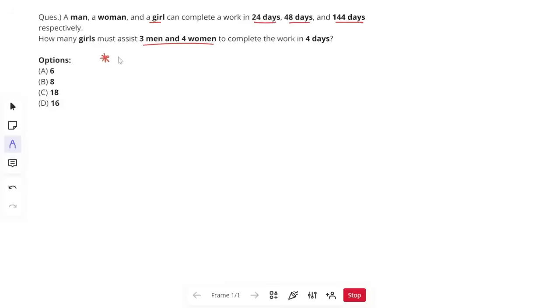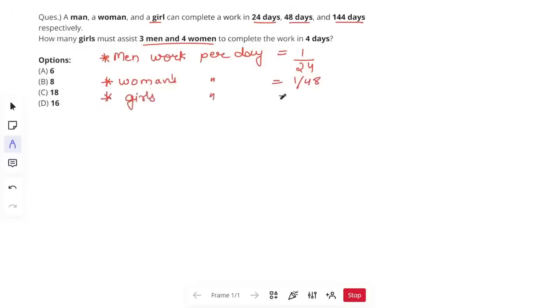First thing that we are told is the man's work per day. We can deduce that one from the data given. Man, woman and girl can complete the work in 24, 48 and 144 days. Via this we can write it: in one day a man can complete 1 by 24 of the work. In the same way, woman's work per day is 1 by 48. In the same way, girl's work per day is going to be 1 by 144. We have noted down these values.